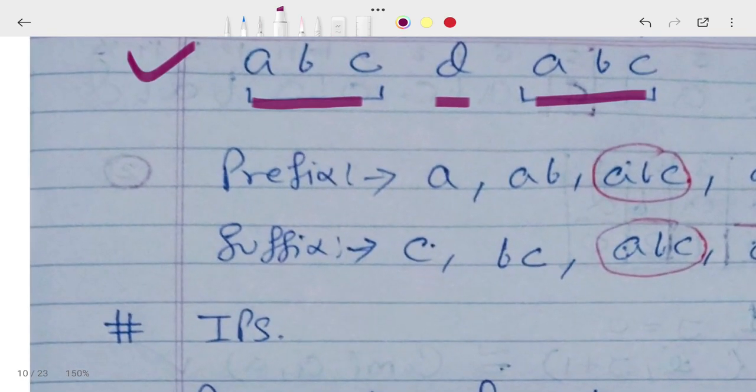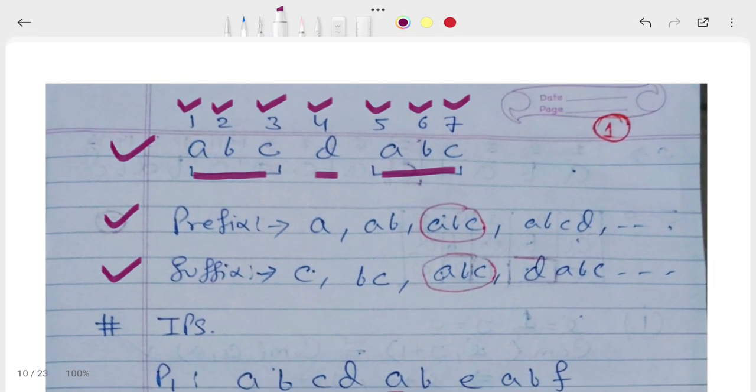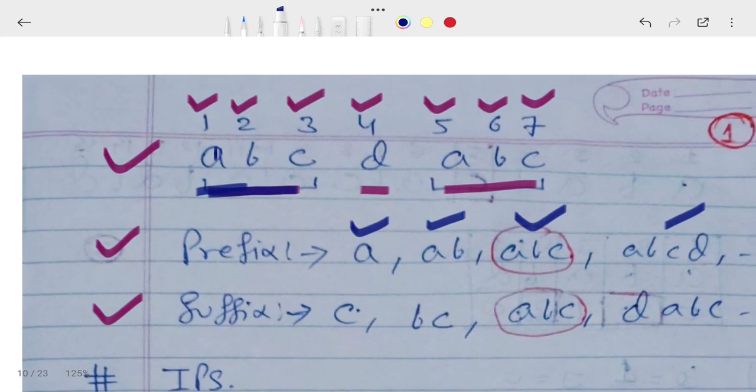So what is the meaning of prefix and what is the meaning of suffix? Prefix means I am taking this A, then second AB, then ABC, from first to last, ABCD. This is the prefix. And what is the meaning of suffix? Suffix means I am taking from the last. At first I am taking C, then BC, then ABC, then A, B, C, D.